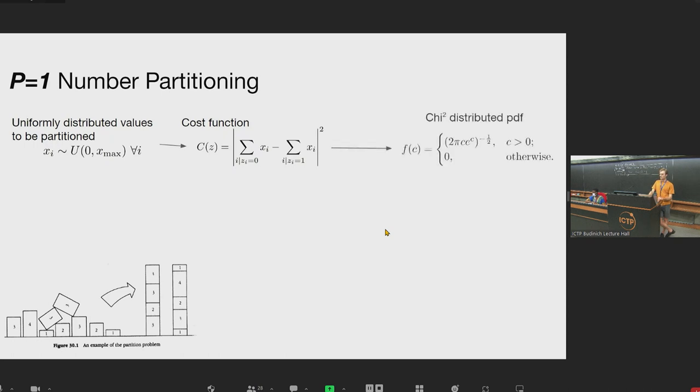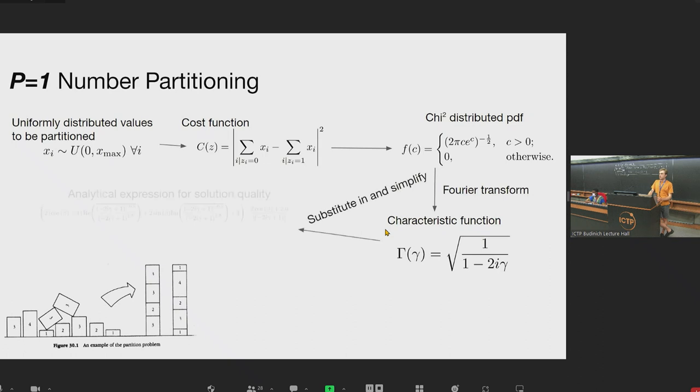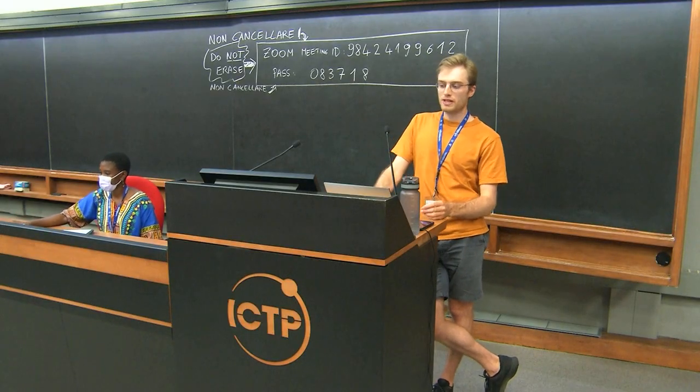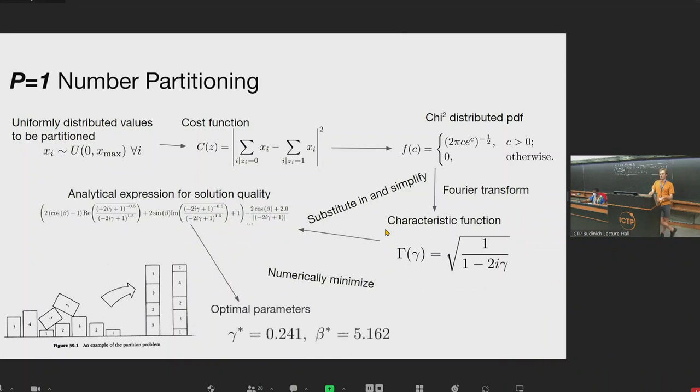From this cost function, we can derive that this has a chi-square distributed PDF. If you Fourier transform this PDF, you would obtain a characteristic function with this form, which can simply be substituted into one of the formulae on the previous slides, and we get a fairly complicated expression for the mean solution quality of the states that we sample from our QAOA state. And we can numerically minimize this to obtain some optimal parameters that are independent of the problem size.